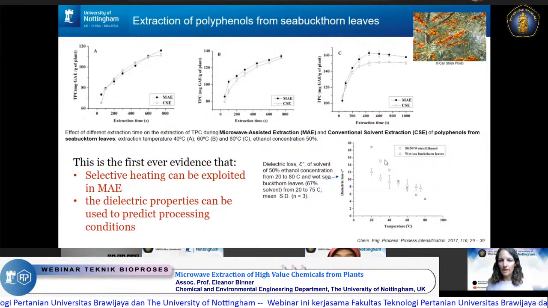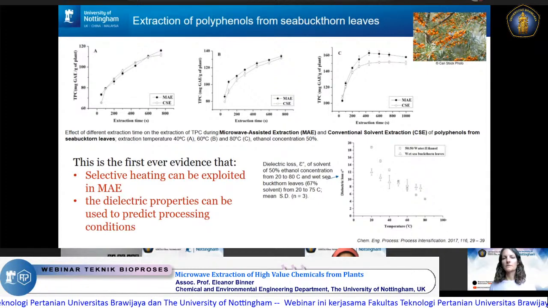Now, if you look at the graph in the bottom right hand corner, we measured the dielectric loss. We measured the dielectric loss first of the solvent, which was 50% water and 50% ethanol. That's the squares. And you can see that as the temperature increases, the dielectric loss of the solvent decreases. And likewise for the sea buckthorn leaves, which were measured at their natural moisture content, in the solvent, so 67% moisture content of solvent. That's as close to the actual reaction conditions as possible.